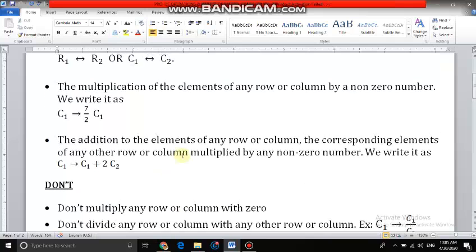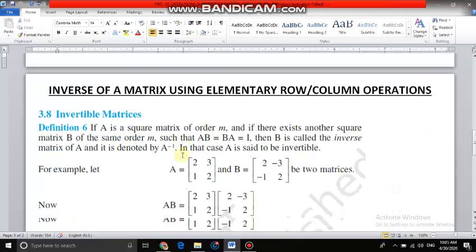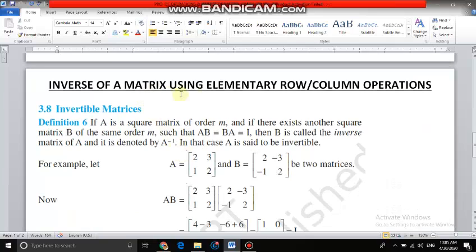So I hope you understood the concepts of row and column operations. Now we move to the next topic, that is the inverse of a matrix using elementary row or column operations. Before you go to this process, let me introduce what the inverse of a matrix is. If A is a square matrix of order M, so it has to have M rows and M columns.